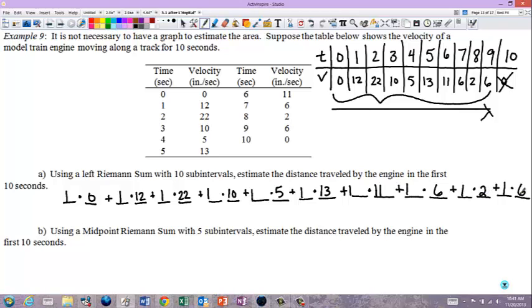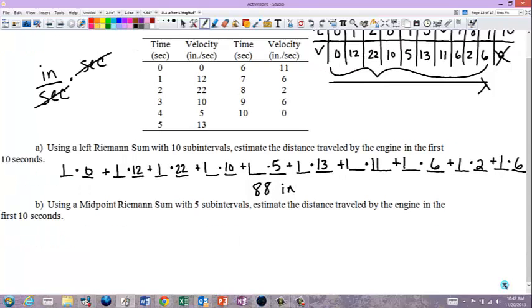I just stick that in my calculator and I get 88 inches. Why is it inches? Because I was multiplying inches per second times seconds. So the seconds cancel, and I get inches. Okay? So I'm essentially going backwards from velocity to distance. So I'm anti-differentiating.